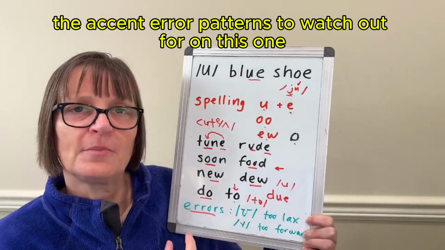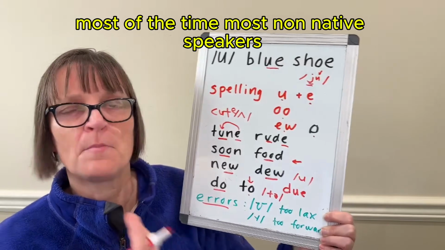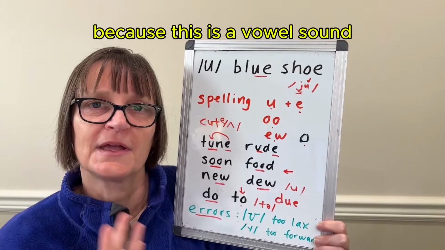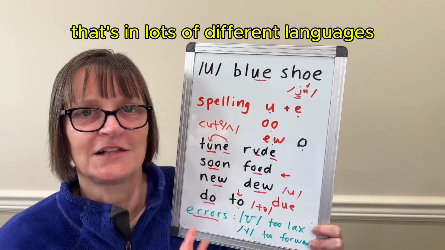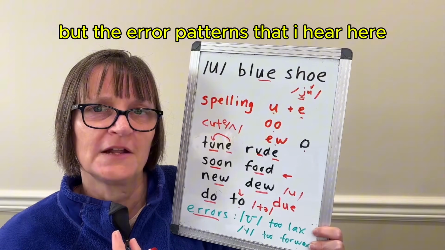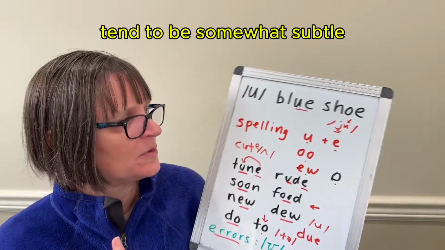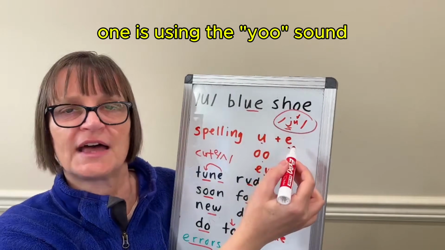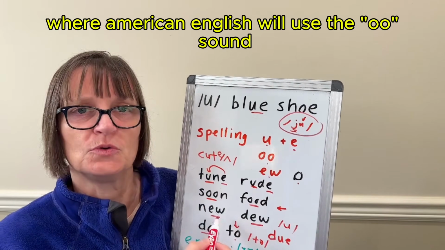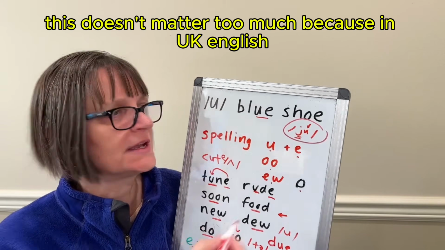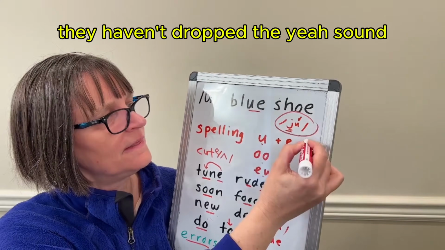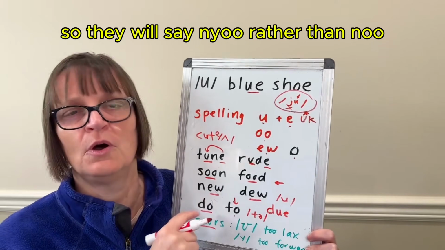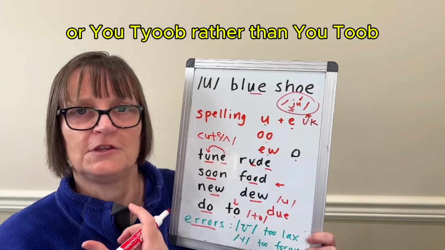The accent error patterns to watch out for on this one: most of the time, most non-native speakers are using this vowel correctly, because this is a vowel sound that's in lots of different languages. But the error patterns that I hear here tend to be somewhat subtle. One is using the y sound where American English will use the oo sound. This doesn't matter too much because in UK English, they haven't dropped the y sound, so they will say "nyoo" rather than "noo", or "YouTube" rather than "YooTube".